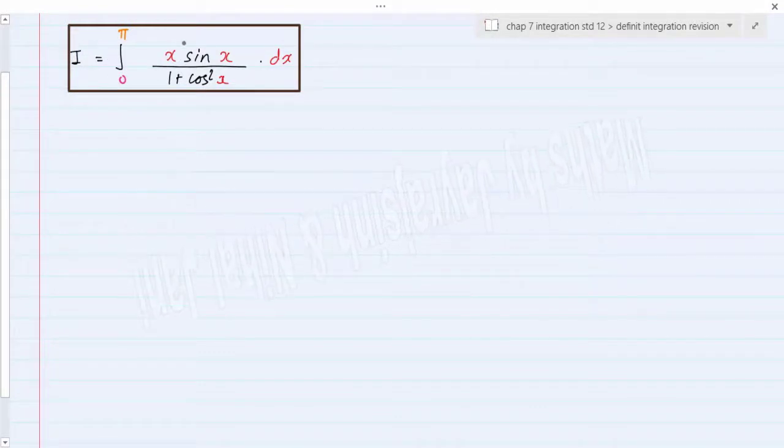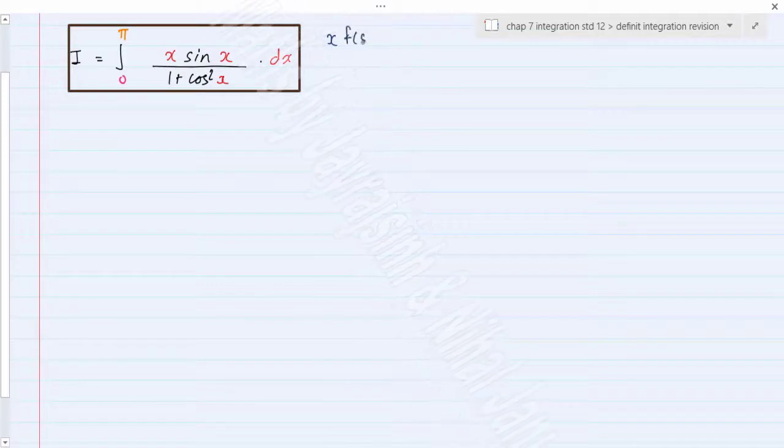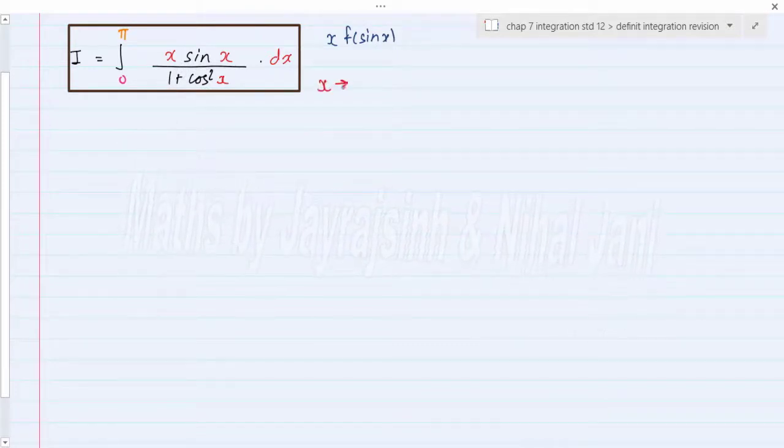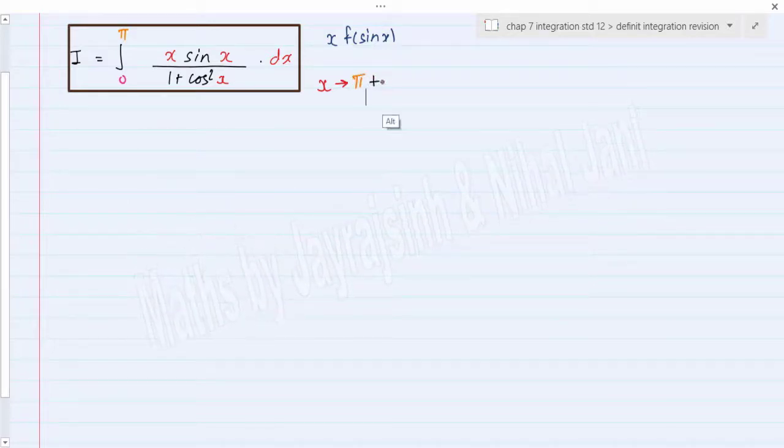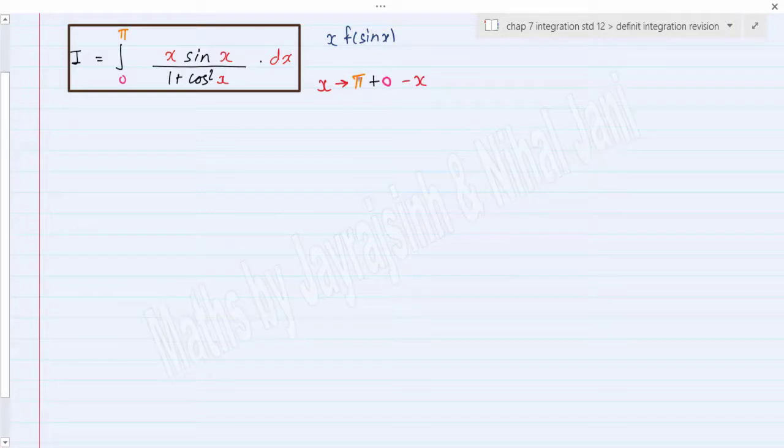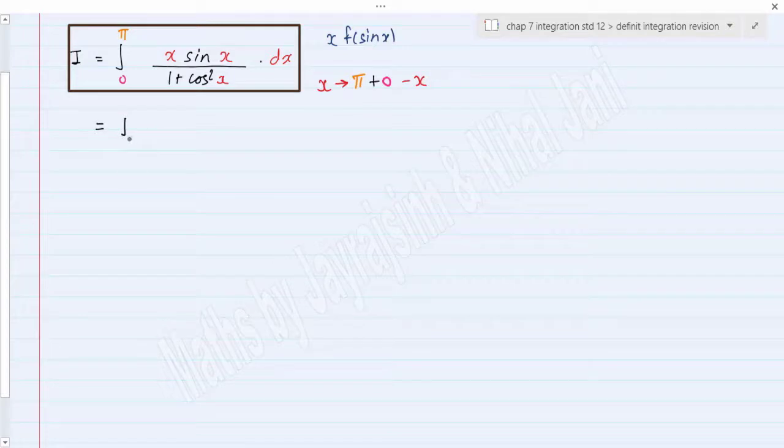Here we have to integrate x sin x upon 1 plus cos square x. Limit is from 0 to pi. Our function is basically x into a function of sin x type sum. So in this kind of question, we should replace x by the sum of the limits minus x, that is pi plus 0 minus x, or we can say pi minus x. So our limits still will be 0 to pi. We just have to replace x by pi minus x.